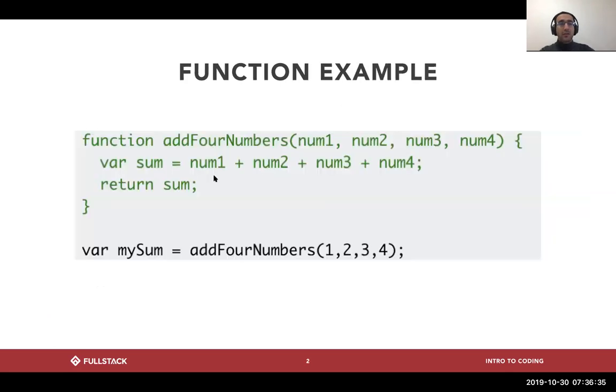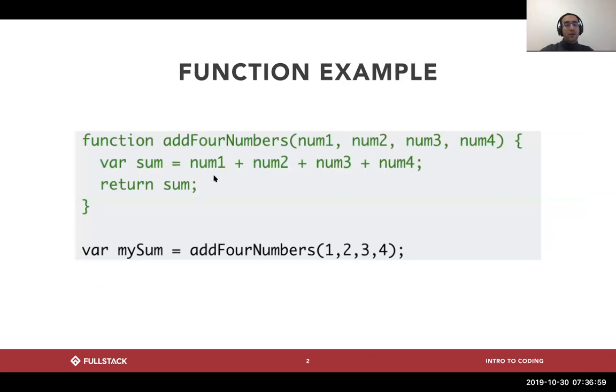So here's another example. We have a function where we add 4 numbers. So what are these 4 numbers? Again, we can name our variables whatever we want to, and here it's kind of generic because they're just numbers. So we have num1, num2, num3, num4, and we have a sum, and that sum is equal to those 4 numbers. And then we return the sum.